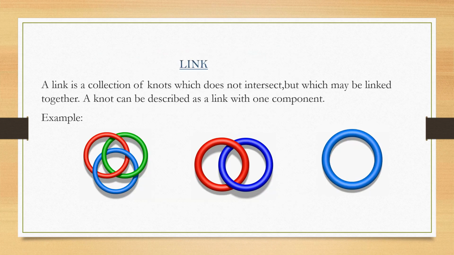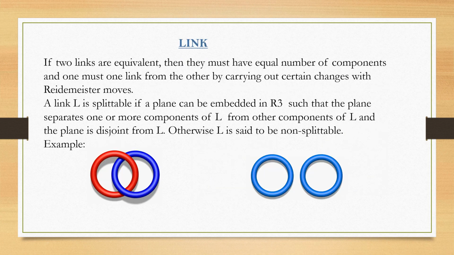Now next we speak about links. I've just mentioned it above in a brief way. A link is a collection of knots that do not intersect each other but are linked together. So a knot is also a link with one component. You can see different links made with unknots. You can consider other knots as well, but the easiest links are given above. You can see a link with three components, with two components, and with one component.